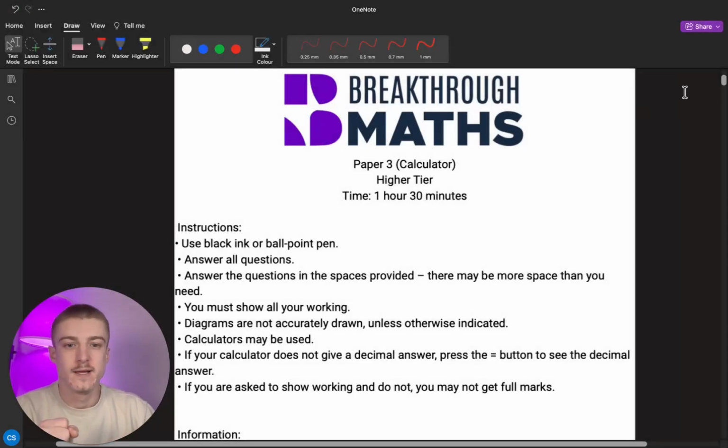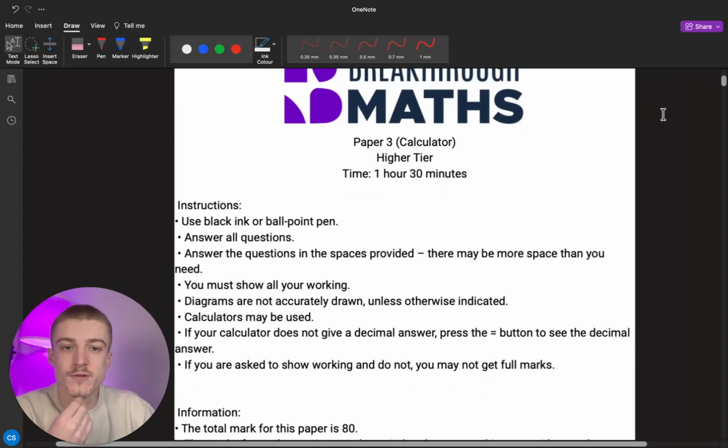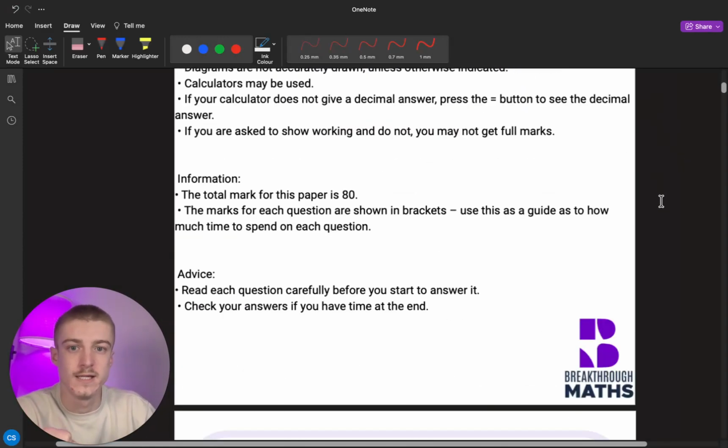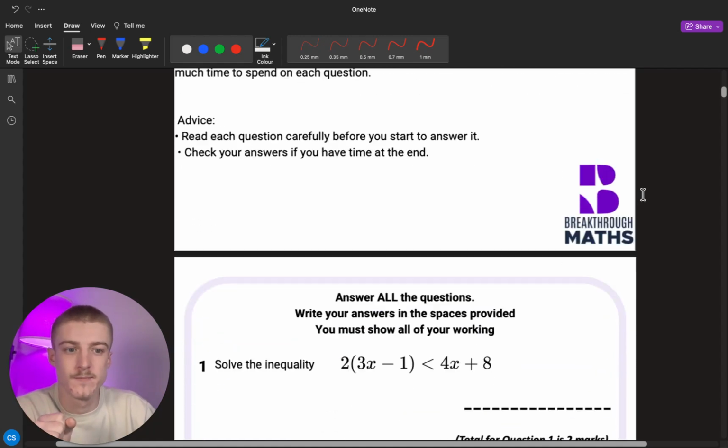Hello, I have a paper 3 predicted paper in front of me. I'm going to be going through the solutions now. This is for the higher tier GCSE maths exam. There are 22 questions in this paper, so I'm not going to waste any time.